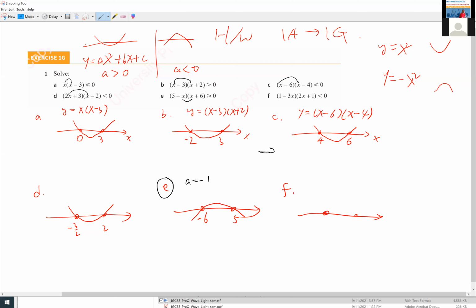For F, what was the graph? Oh yeah, it's called inverted, or you can say upside down. Negative a half, positive a third. Yeah, because the number in front of x squared is negative 6. This is negative x squared. Yep, inverted parabola.